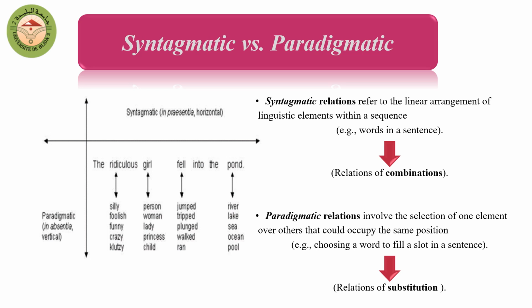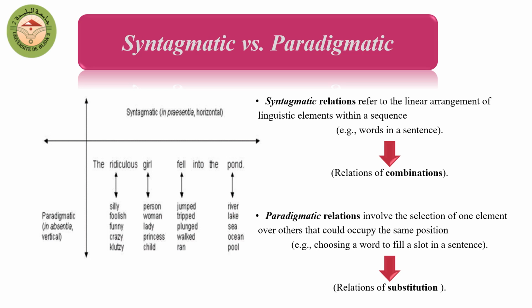Moving to the last dichotomy, which is syntagmatic versus paradigmatic. Syntagmatic relations refer to the linear arrangement of linguistic elements within a sentence. For example, words in a sentence. According to de Saussure, linguistic units such as words are defined in relational terms. Syntagmatic is also defined as relating to the way different words or language elements can be combined to make language structures, which means as a chain. Paradigmatic is defined as relating to the way different words or language items can be chosen to play a particular part in a language structure. Paradigmatic relations involve the selection of one element over others that could occupy the same position. For example, choosing a word to fill a slot in a sentence.